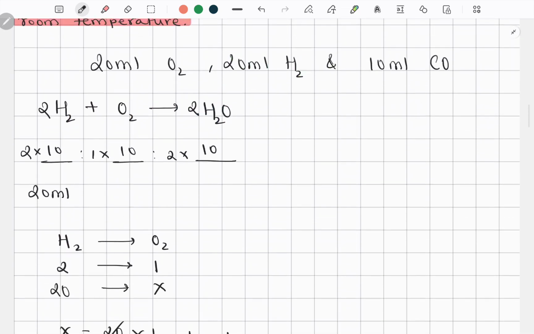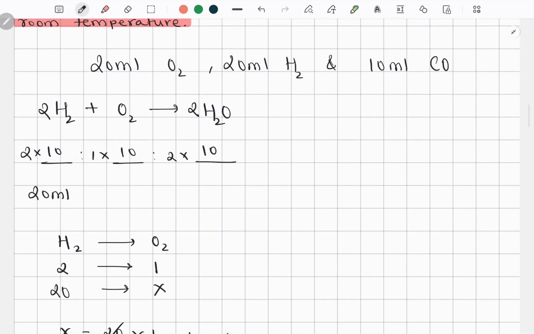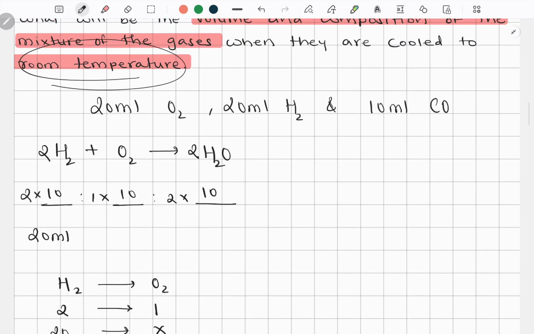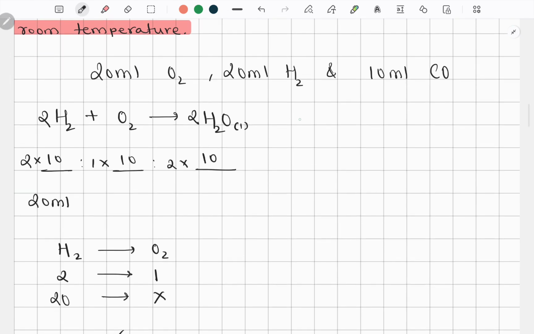Also, why are we not calculating the volume of H2O? Because it would be in the form of steam, but it is asked when they are cooled to room temperature, and at room temperature it would not be in the steam form but in the liquid form. So we do not have to find the volume of H2O, right?